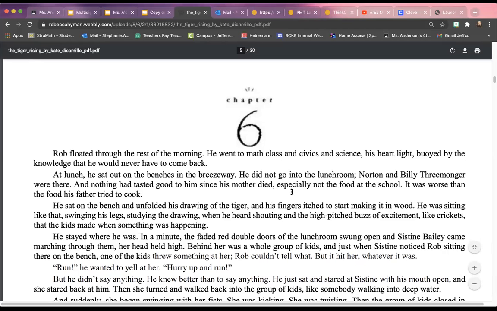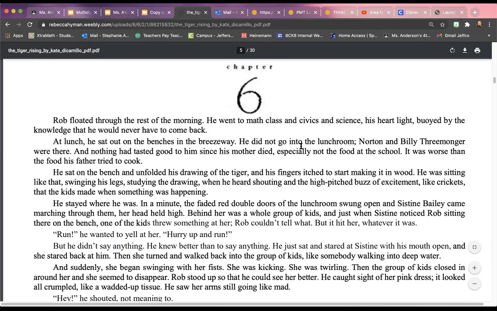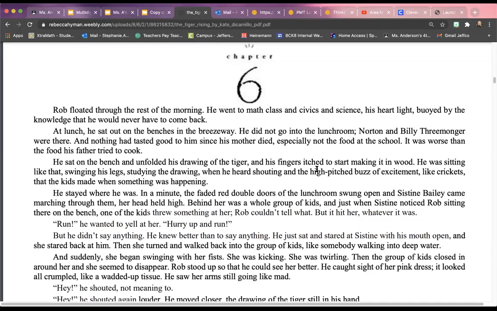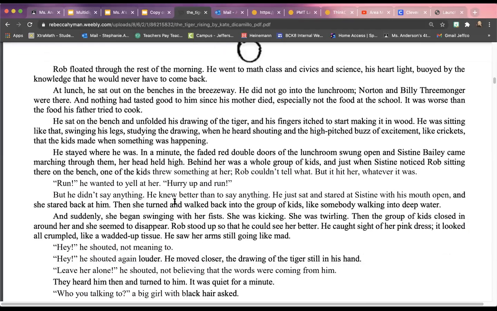So we have here in chapter 6, Rob comes back. He goes to lunch. And at lunch, Sistine decides that she's gonna start a fight. And this is interesting because in the previous chapters, we originally thought that Sistine was going to be this like little princess type girl. Turns out she's actually very, very fierce.